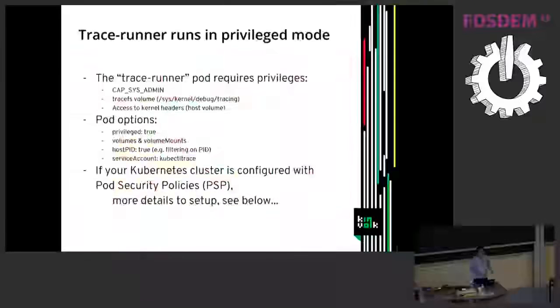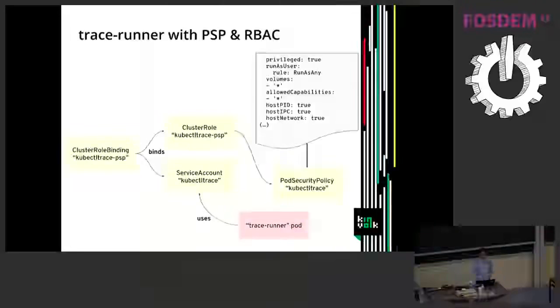To be able to do that on a Kubernetes cluster, we need a lot of privileges. For example, we need CAP_SYS_ADMIN because a lot of BPF operations need this privilege. We need to have access to some volumes, like for example the tracefs volume, or to get access to the kernel headers. So in Kubernetes, we actually use some pod options like privileged equal true, using the volumes and so on. If your Kubernetes cluster is configured to use pod security policies, you need to be careful to configure that correctly. So you need to configure a service account, cluster roles and so on. So that's the usual RBAC things, role-based access control.